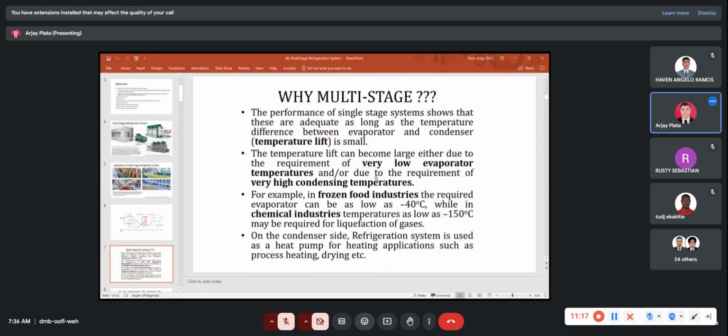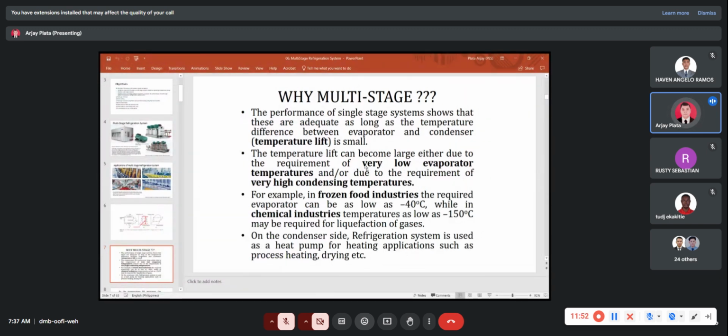So the performance of single stage shows that these are adequate as long as the temperature difference between evaporator and condenser, or temperature lift, is small. The temperature lift can become large due to the requirement of very low evaporator temperatures and or very high condensing temperatures. For example, in frozen food industries, the required evaporator temperature can be as low as -40, while in chemical industries, the temperature is as low as -150.